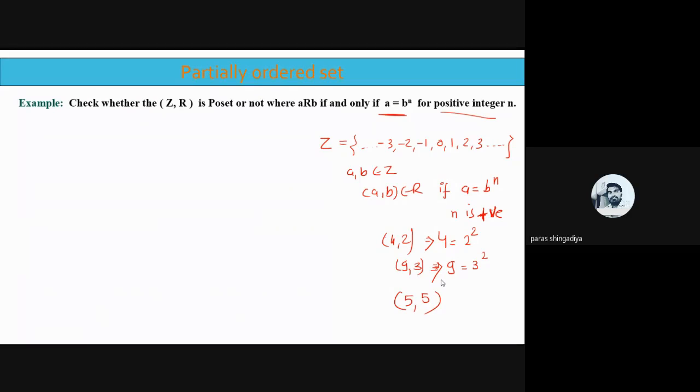Janice, can we include? Nikhil, Vachan, Anand, can we include 5, 5, 3, 3, 2, 2 in the relation? Yes, that is valid. Why is it valid? Because you can consider a is equal to b raised to n form. So a is here 5 and b is also 5. So 5 can be written as 5 raised to 1. Clear? Where 1 is a positive integer.